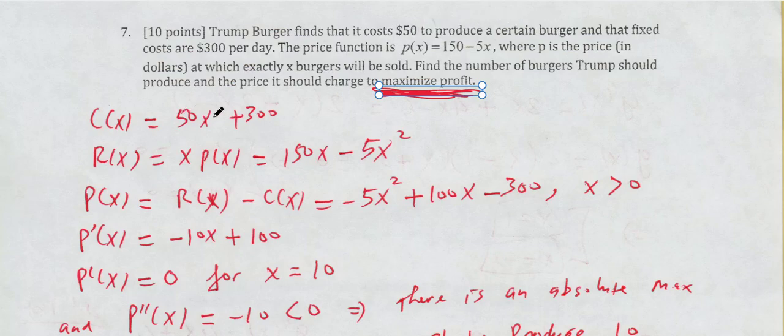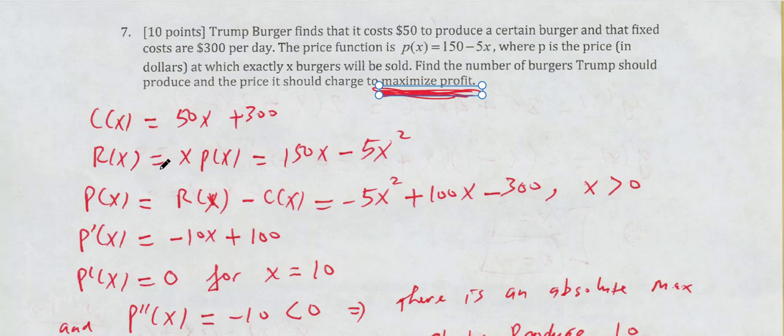So 50 times x is the variable cost, and the fixed cost is $300 per day. So we are adding $300 no matter what the value of x is. We still have to pay $300 for the fixed cost. So 50x plus 300 is C of x, the cost function.